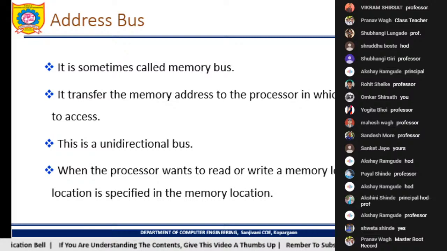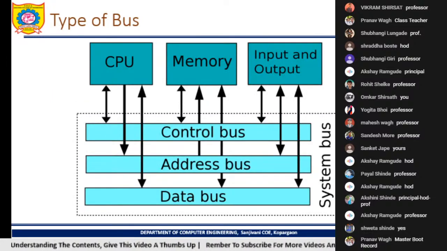Okay. And when the processor wants to read or write a memory location, that location is specified in the memory bus. So this address bus carries the location where the data is to be stored or from where it is to be read, and then that is done by the data bus, which either sends the data or receives data from this memory. Are you getting me?